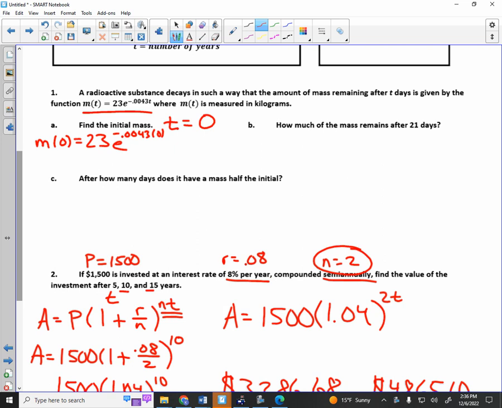What is negative 0.0043 times 0? 0. What's e to the 0? 1. What's 1 times 23? So 23 kilograms is what you start out with. And I have people get that question wrong on the test. Can you tell me you will not do that?